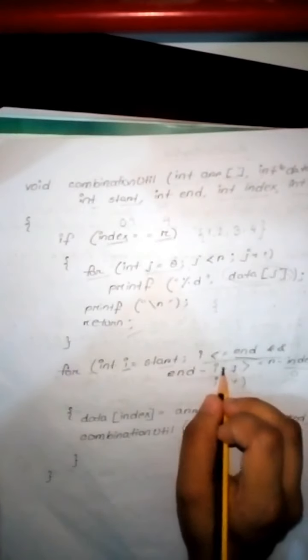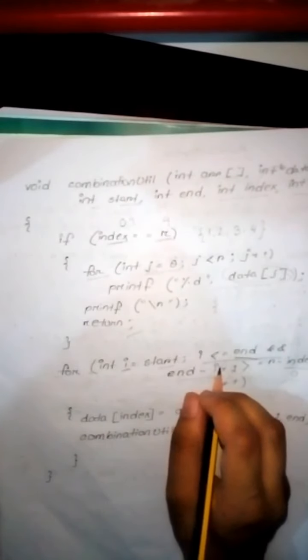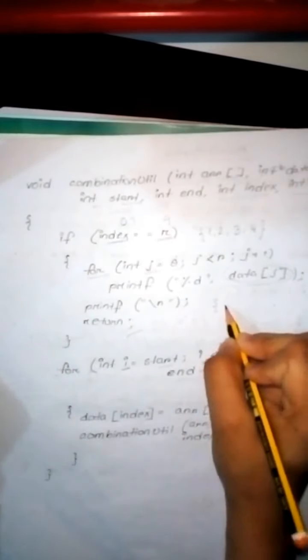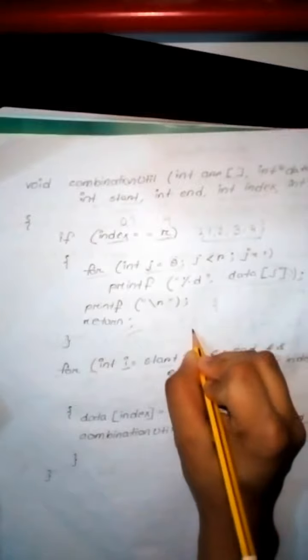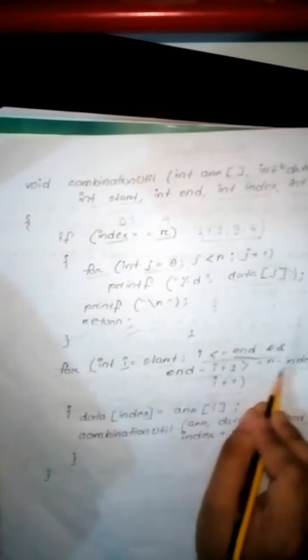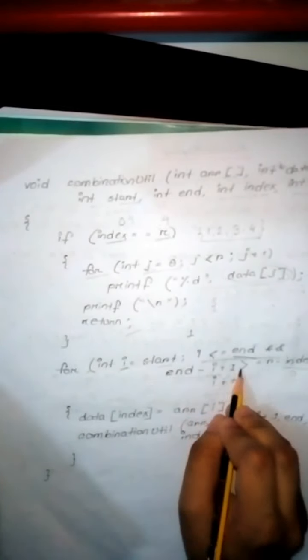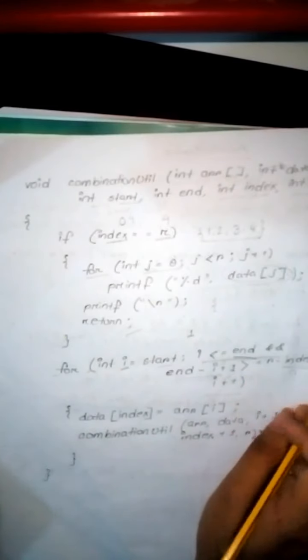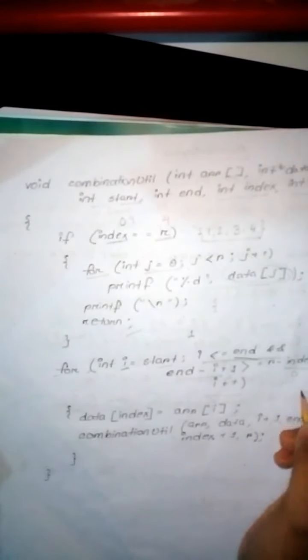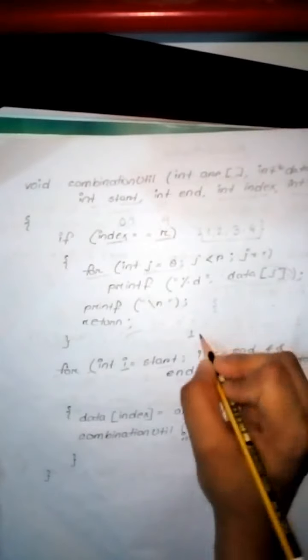So with this condition, we mean that it makes sure that including one element at index will make a combination with the remaining elements at the remaining positions. That is, in case of this array, when we have 1, and until end minus i plus 1 is greater than or equal to r minus index, we will keep incrementing. That means we will first print 1 2, then 1 3, then 1 4, and this will gradually continue.